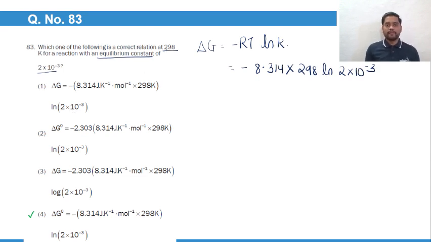Equilibrium, is this a correct relationship? This can be one of the equations because it has 8.314, it has 298 Kelvin, and natural log of 2 into 10 raised to minus 3. Is there any other one? No. Even the last option C has minus 8.314, 298 and natural log of 2 into 10 raised to minus 3. Clear?